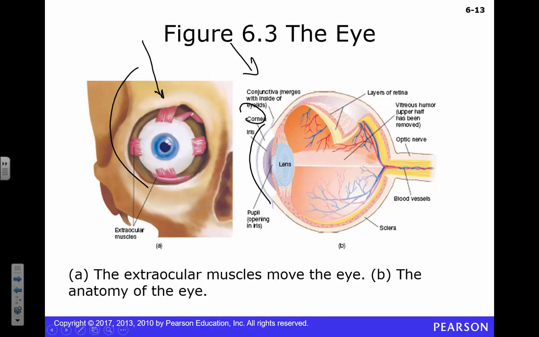Sometimes you have damage to your cornea. Sometimes there are things that happen to your cornea, right? Some age-related issues with your cornea. Anybody know what those might be?